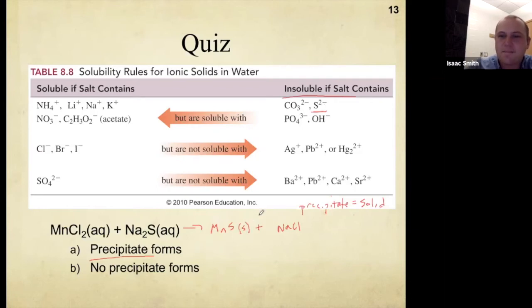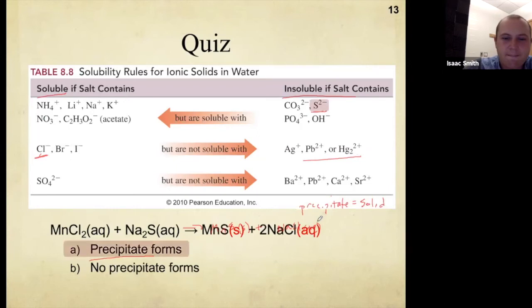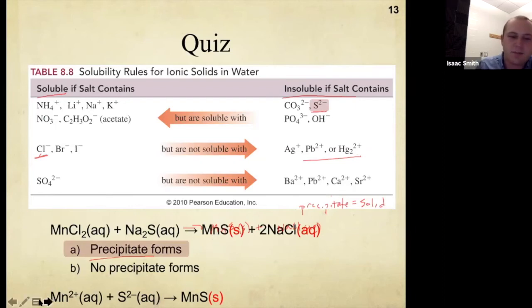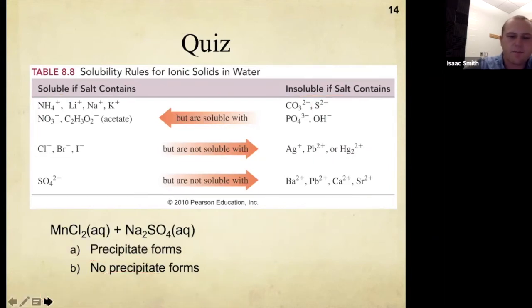That's a solid. Sodium chloride is an aqueous compound, right? So if it contains chloride, it is soluble, unless it's with any of these cations, and it's not because it's with sodium, so it's going to be a soluble compound. Okay. All right. And this would be, if you wanted to practice doing the net ionic equation, this is what you should come up with, the net ionic equation.